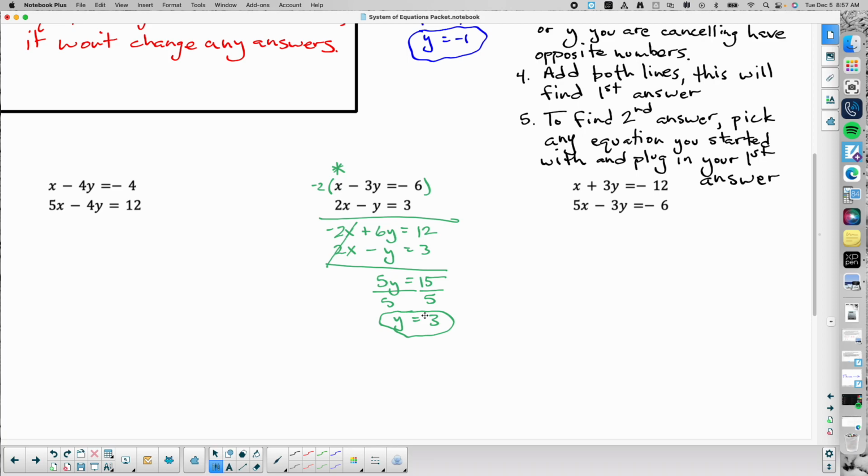Okay, we can. So you're going to go and pick one of the two original equations. Doesn't matter which one you pick. Juliana just decided to pick the top one. So x minus 3y equals negative 6. And then I'm going to put 3 in place of y. So x minus 3 times 3 equals negative 6. X minus 9. And then we're going to add 9 to both sides.